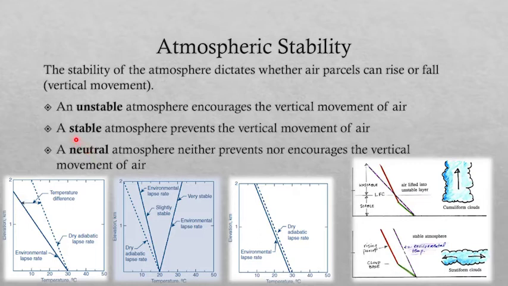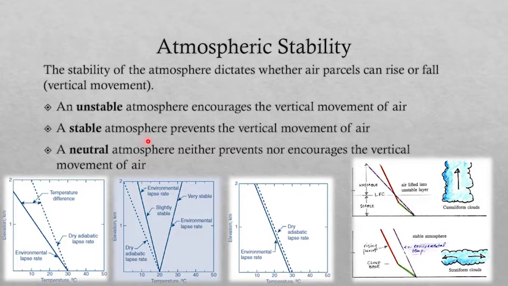In contrast to that, we can have a stable atmosphere which prevents the vertical movement of air. If you take a look at the graph of the stable atmosphere here, our environmental lapse rate could either be slightly stable or very stable. If you take a look at the slope of the very stable atmosphere, this is essentially the opposite of the dry adiabatic lapse rate. That means that instead of our warm parcel of air rising, our warm parcel of air would remain on the ground, and we don't want a stable atmosphere. Some of the worst periods of air pollution happen when the atmosphere is stable because the pollution cannot go up, it stays on the ground.